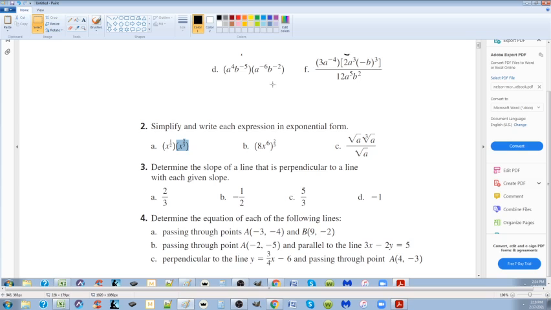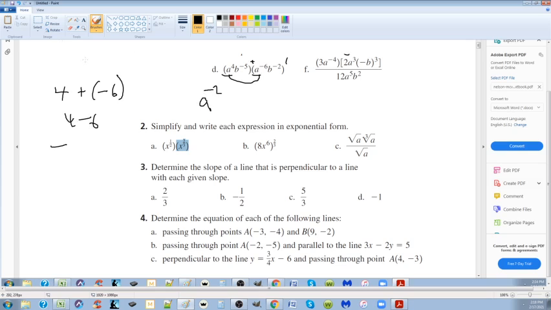Now, these do not have an exponent outside the bracket, and so we can only multiply the bases that are the same. So we've got a to the 4 and a to the minus 6. Well, the same rule applies. We add these exponents. What's 4 plus minus 6? It's the same as 4 minus 6, which is minus 2. So we're left with a to the minus 2.